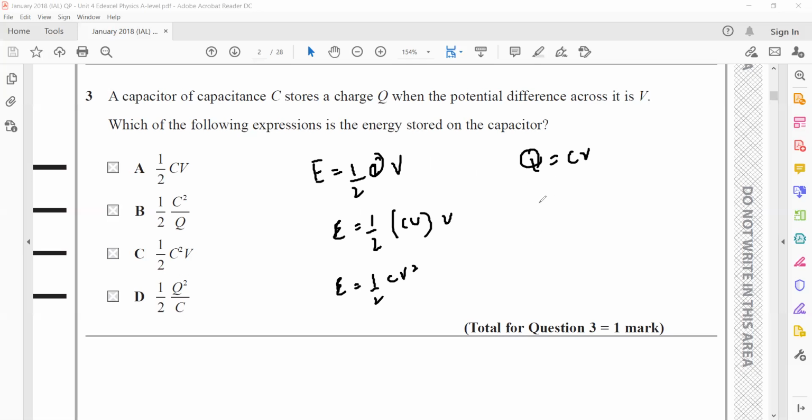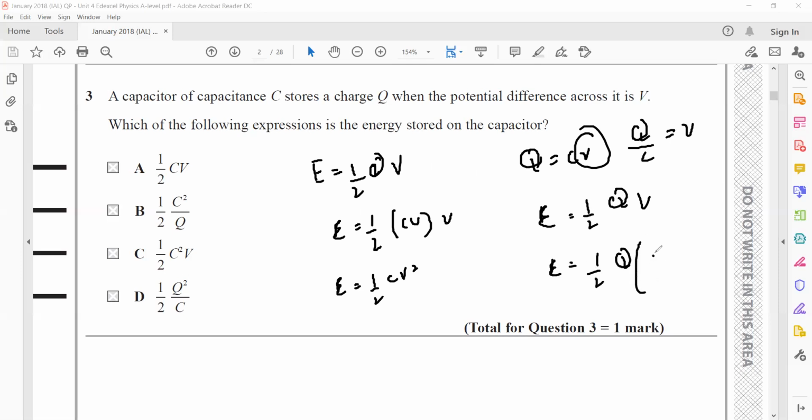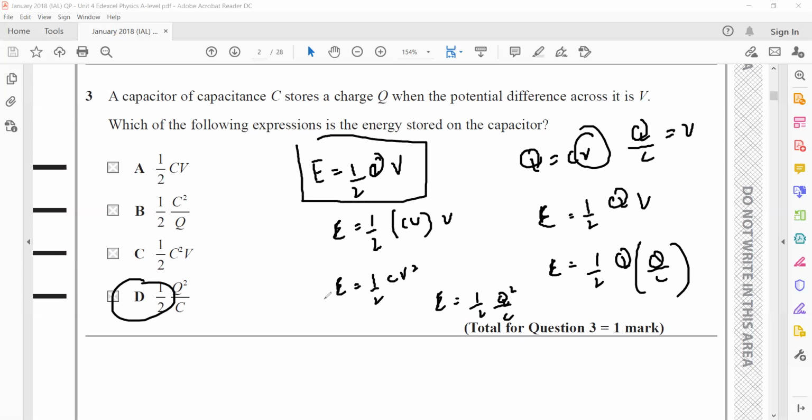Then there is also another way. V is equal to Q divided by C. So if I substitute, the energy is half Q into V, and V is equal to Q divided by C. So the energy is equal to half Q, and in place of V, I write Q over C. When we multiply, the energy is equal to half Q squared by C. Which one does it match with? It matches with D. So there are three formulas to get the energy of the capacitor: half QV, half CV squared, or half Q squared by C.